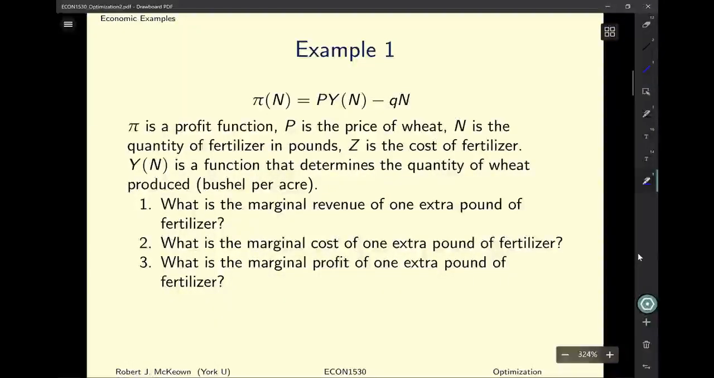We're going to use what we've learned in chapter 6, 7, and the first part of 8 to answer some economic examples together. We're going to look at some optimization problems. Read the question on the slide. It's a good idea to try it yourself, especially parts 1, 2, and 3.